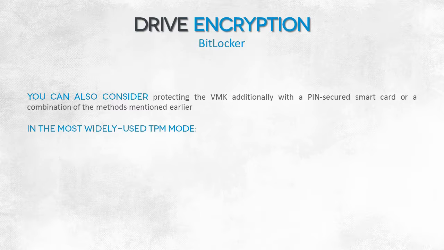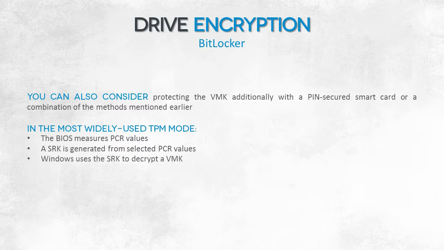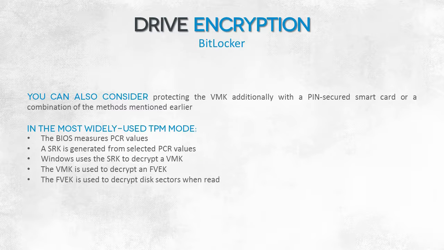In this mode, the mechanism of action is as follows. The BIOS system records the values of the PCR registers. It does this every time it's run. Based on selected PCR registers, the SRK key is generated. If the SRK key is valid, if the checksum was correct, it allows decrypting of the volume master key. In turn, this key decrypts the FVEK key already saved on the disk. The FVEK key is the primary key which allows decrypting other disk sectors.